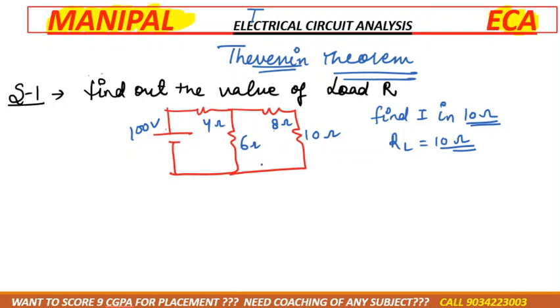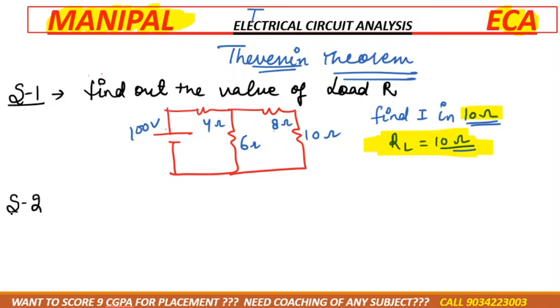Got it? If they ask you to calculate the current in 6 ohm, then 6 ohm would be the load resistance. Now in this case they are asking you to calculate the current in 10 ohm, so 10 ohm would be the load resistance. This is your step number 1.